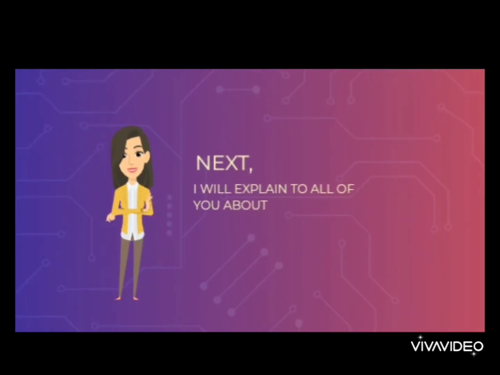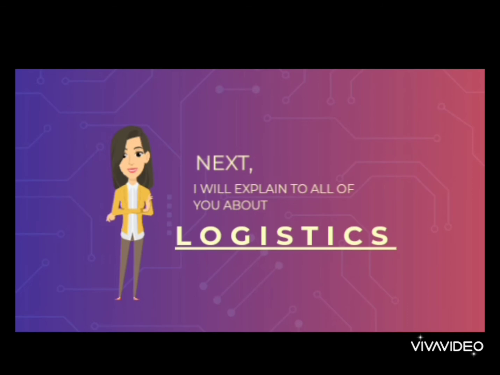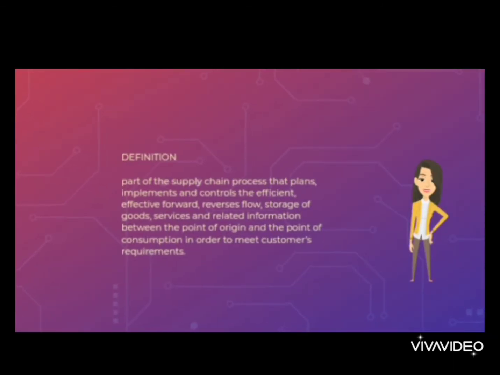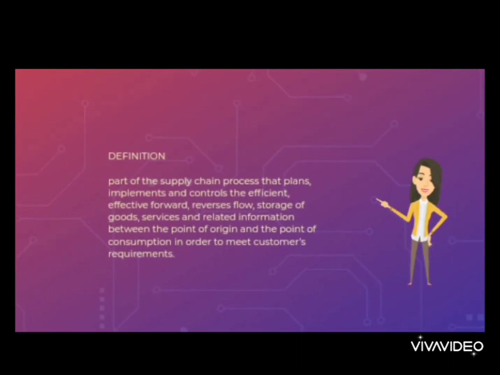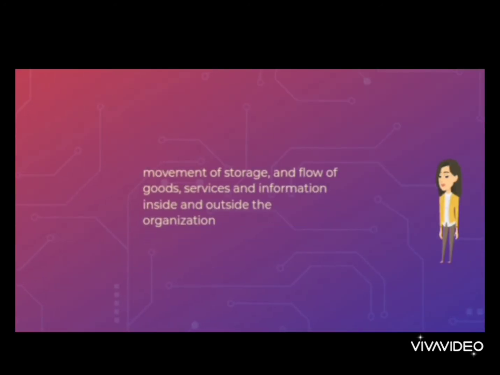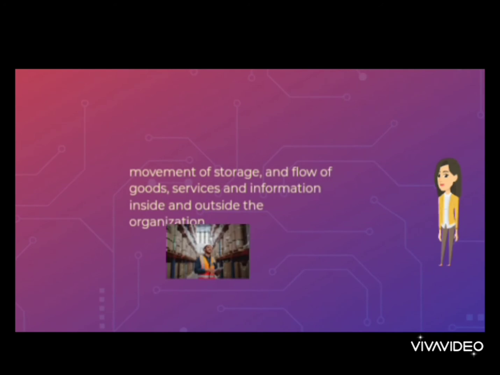Next, I will explain to all of you about logistics. So, logistics is part of the supply chain management process that plans, implements, and controls the efficient, effective forward and reverse flow and storage of goods, services and related information between the point of origin and the point of consumption in order to meet customers' requirements. In easier words, it is the movement and storage and flow of goods, services and information inside and outside the organization.